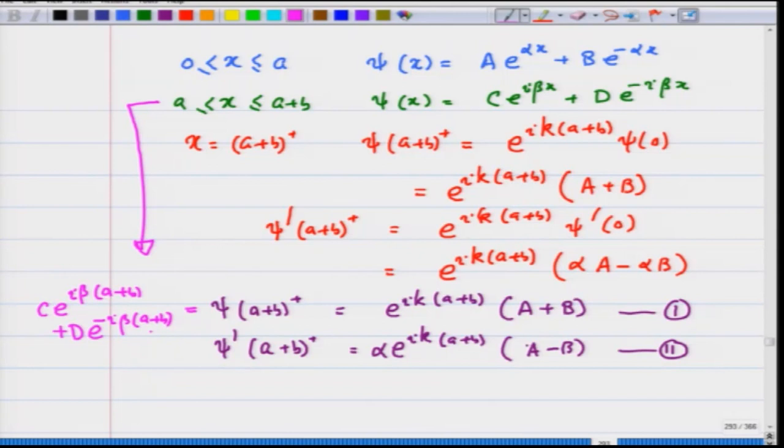And similarly, psi prime a plus b plus should also be equal to psi prime at a plus b calculated from the left hand side, and therefore, I am going to have i beta times C e raised to i beta (a plus b) minus D e raised to minus i beta (a plus b). So, these are two equations. I can remove the middle part now. So, let me do that. I can just remove this part. And these are the two equations relating C and D to A and B.